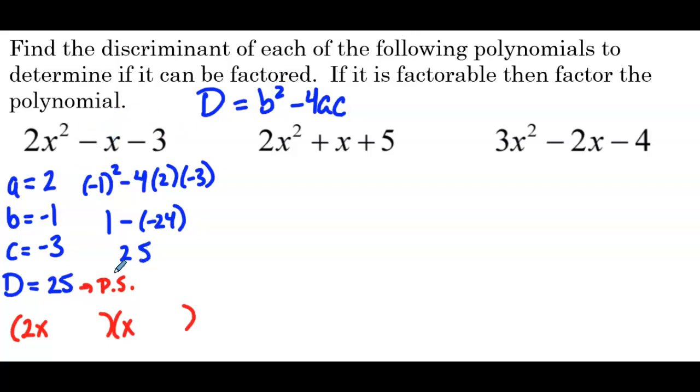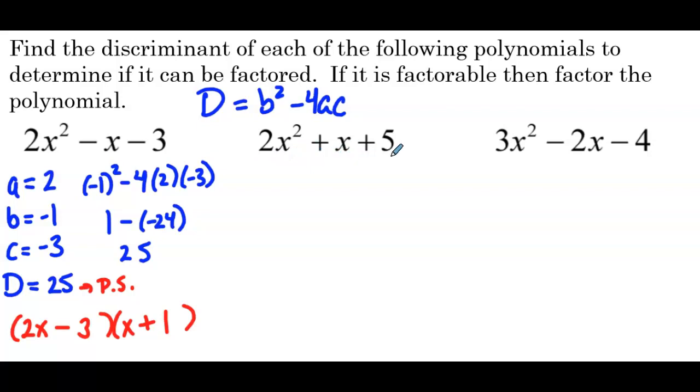So let's see. If we do 3 and 1, we would have 3x and 2x. And we want to get negative x. So the 3x would need to be negative, and we would get that. So negative 3 plus 1. Negative 3 times positive 1 is negative 3. So we're good. There are the factors of 2x squared minus x minus 3.